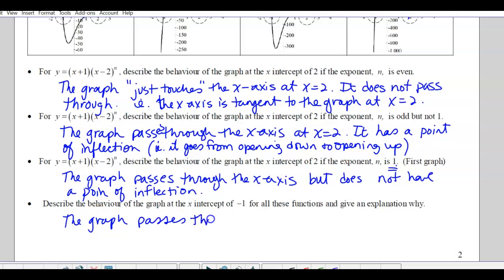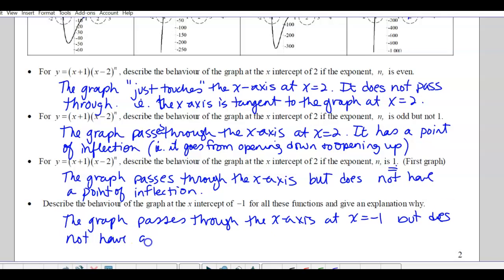Get my computer to speed up here. There. Very slow.